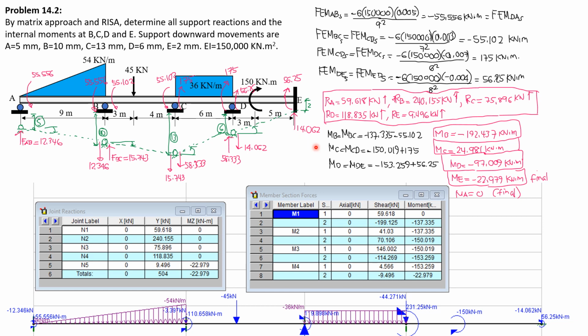We then use RISA. This is the beam with the corresponding lengths of 9, 7, 6, and 8, and such that EI is equal to 150 kilonewton meter square. So I set I to be 750 times 10 to the 6 and E 200,000 megapascals in order to have that value. Then we apply the nodal loads.